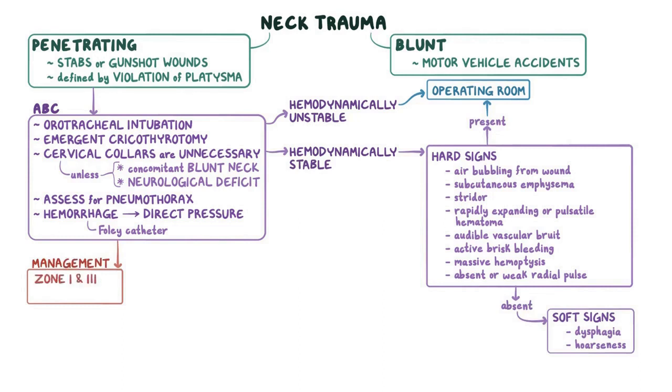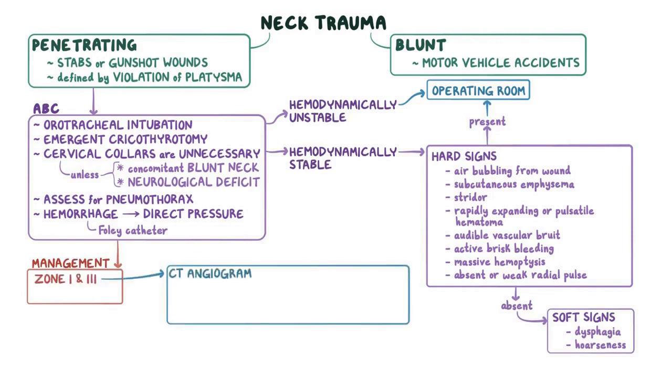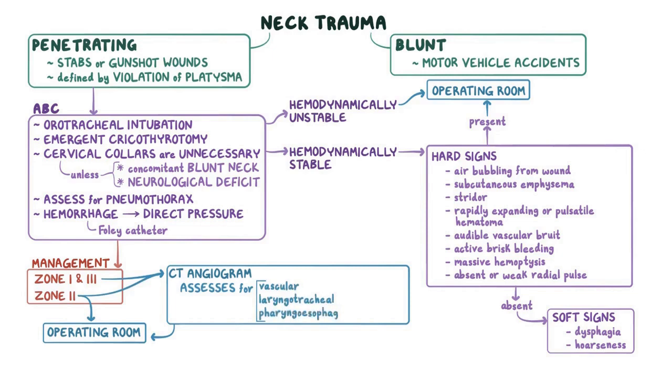Zone 1 and Zone 3 injuries should be assessed by a CT angiogram. Zone 2 injuries are usually taken to the operating room. However, another recently adopted path is to do a CT angiogram first. The CT angiogram assesses for vascular, laryngotracheal, and pharyngoesophageal injury and will determine the subsequent management. If the CT is equivocal, then esophagoscopy or bronchoscopy can be done.